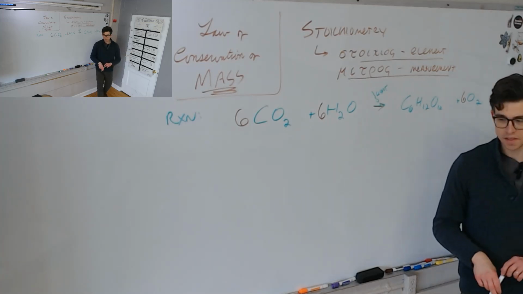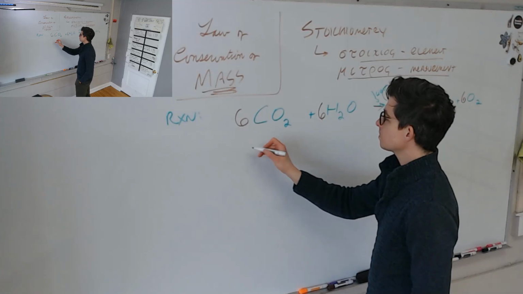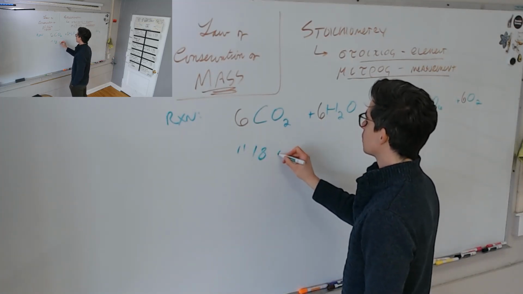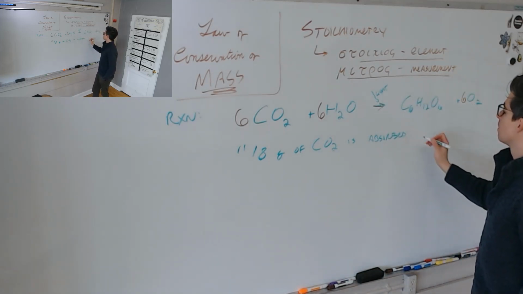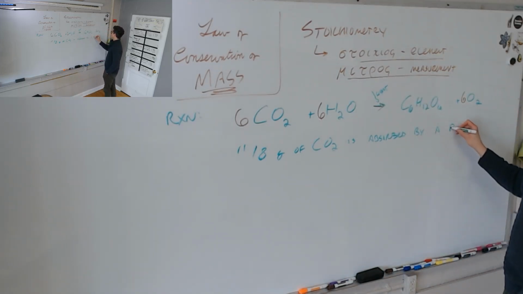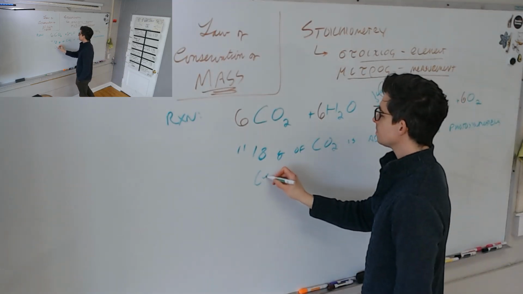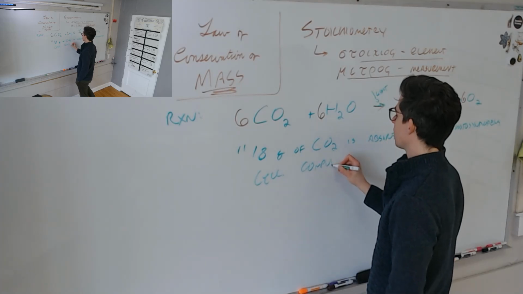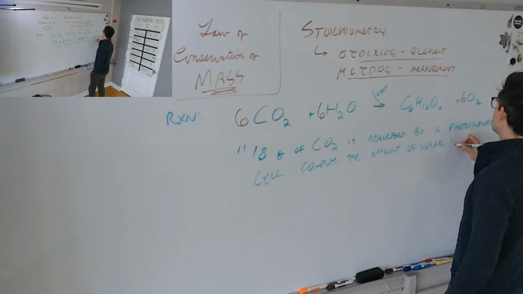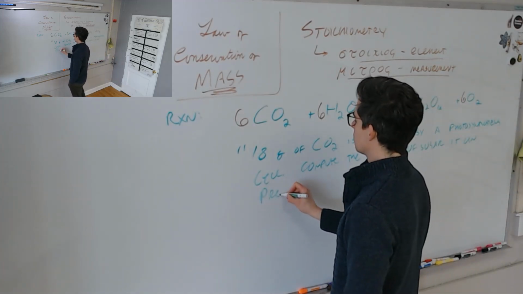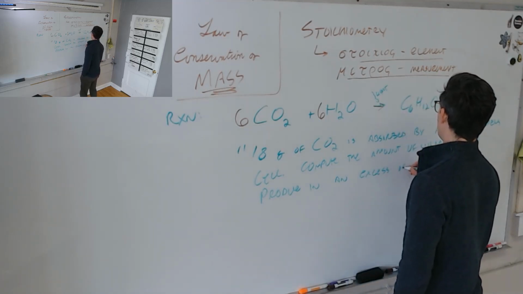Where the computation comes in is that you might be told, as part of your given, 18 grams of CO2 is absorbed by a photosynthesizing cell. Compute the amount of sugar it can produce in an excess of oxygen.